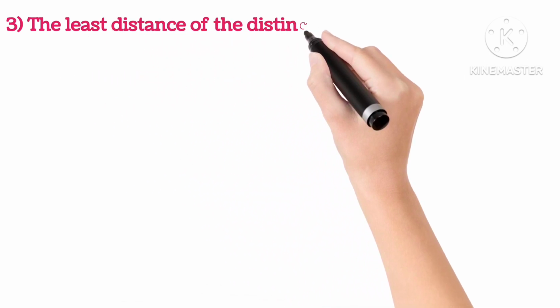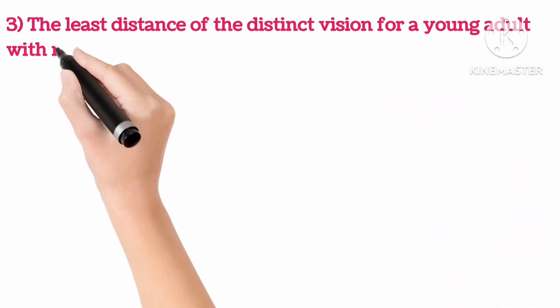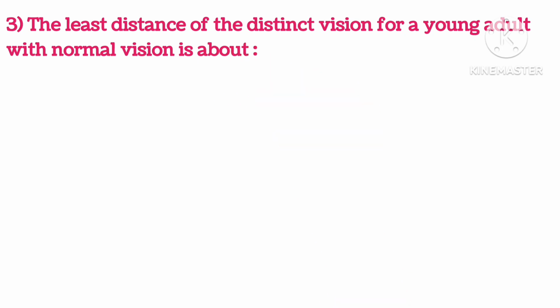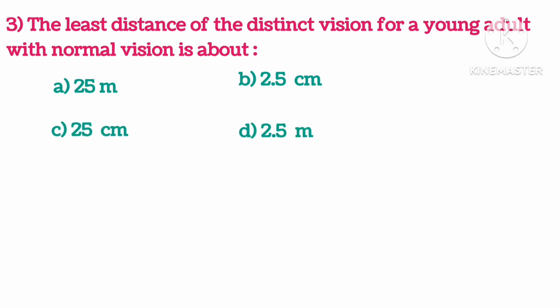Third, the least distance of distinct vision for a young adult with normal vision is about A. 25 meters, B. 2.5 centimeters, C. 25 centimeters, or D. 2.5 meters. The correct answer is C.